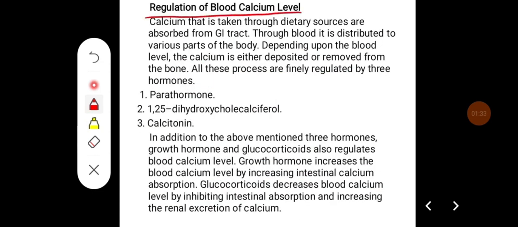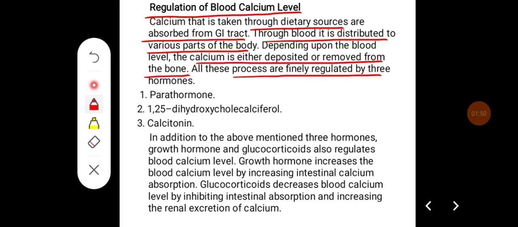Regulation of blood calcium levels. Calcium is taken through dietary sources or absorbed from the GI tract. Through blood, it is distributed to various parts of the body. Depending on the blood level, the calcium is either deposited or removed from the bone. All these processes are finally regulated by three hormones. The first is mainly parathormone, the second is 1,25-dihydroxycholecalciferol, and the third is calcitonin.